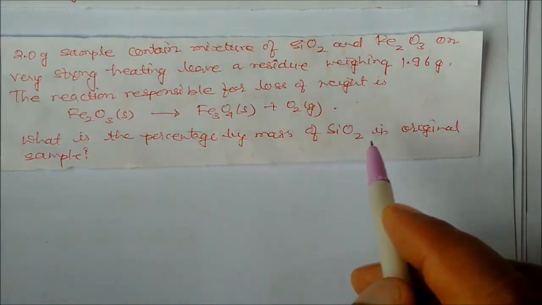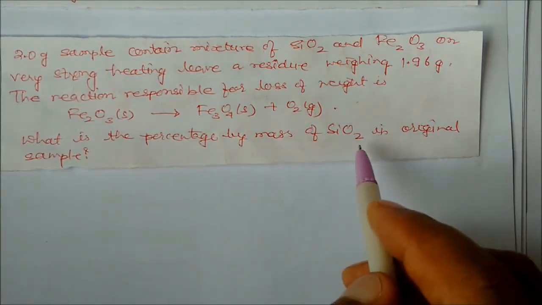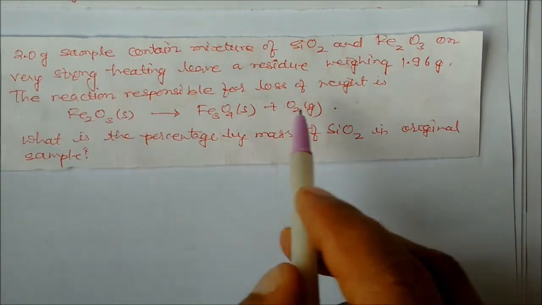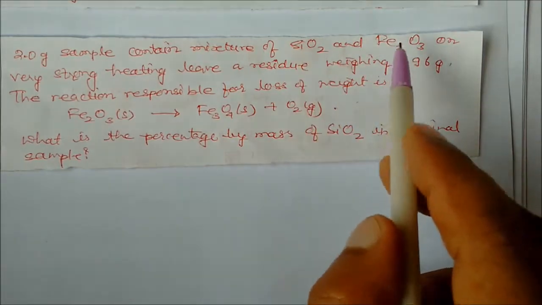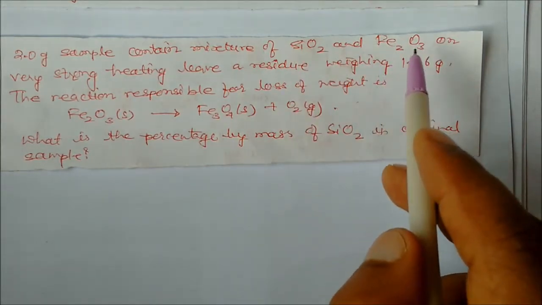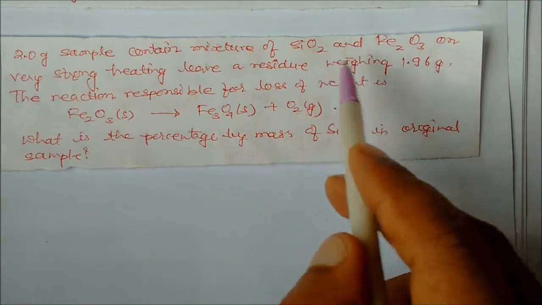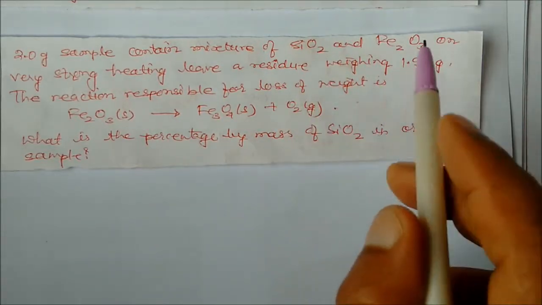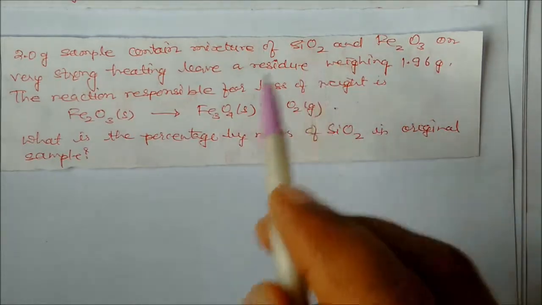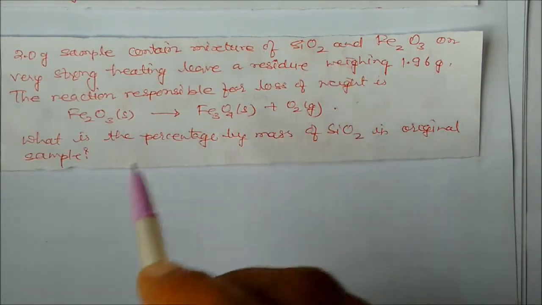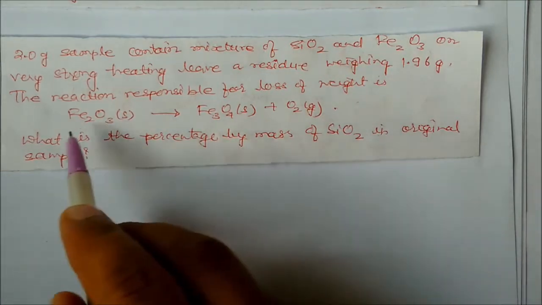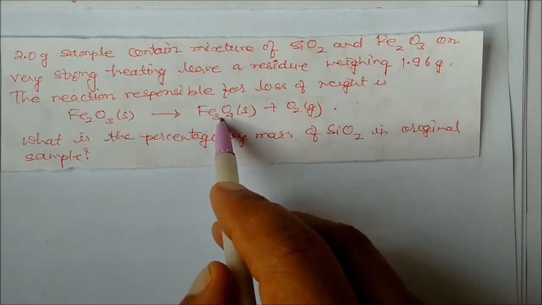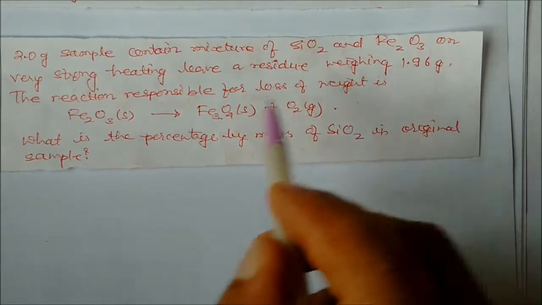So in the original sample, what will be the mass of silica oxide? For the original sample, we have to take this reaction, because it contains two substances, silica oxide and iron oxide. After heating, oxygen goes out, so this will remain, and silica oxide remains. Silica oxide does not participate in the reaction, only Fe2O3 participates. So the weight of this and this together is 1.96.